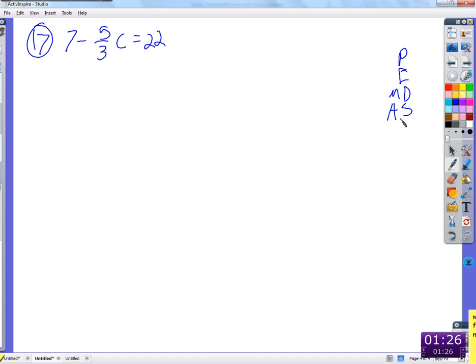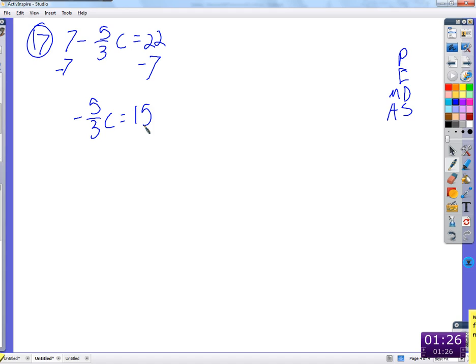So as we try to get at the variable, if there's anything that's being added or subtracted to the variable or a multiple of the variable, then we'll try and cancel that out first. So what's the first thing that we can do? Subtract 7 from both sides. 7 minus 7 is 0, and now we'll have 0 minus 5/3 c. And we don't even have to write down 0. Just a negative 5/3 c on this side, and 15 on this side.